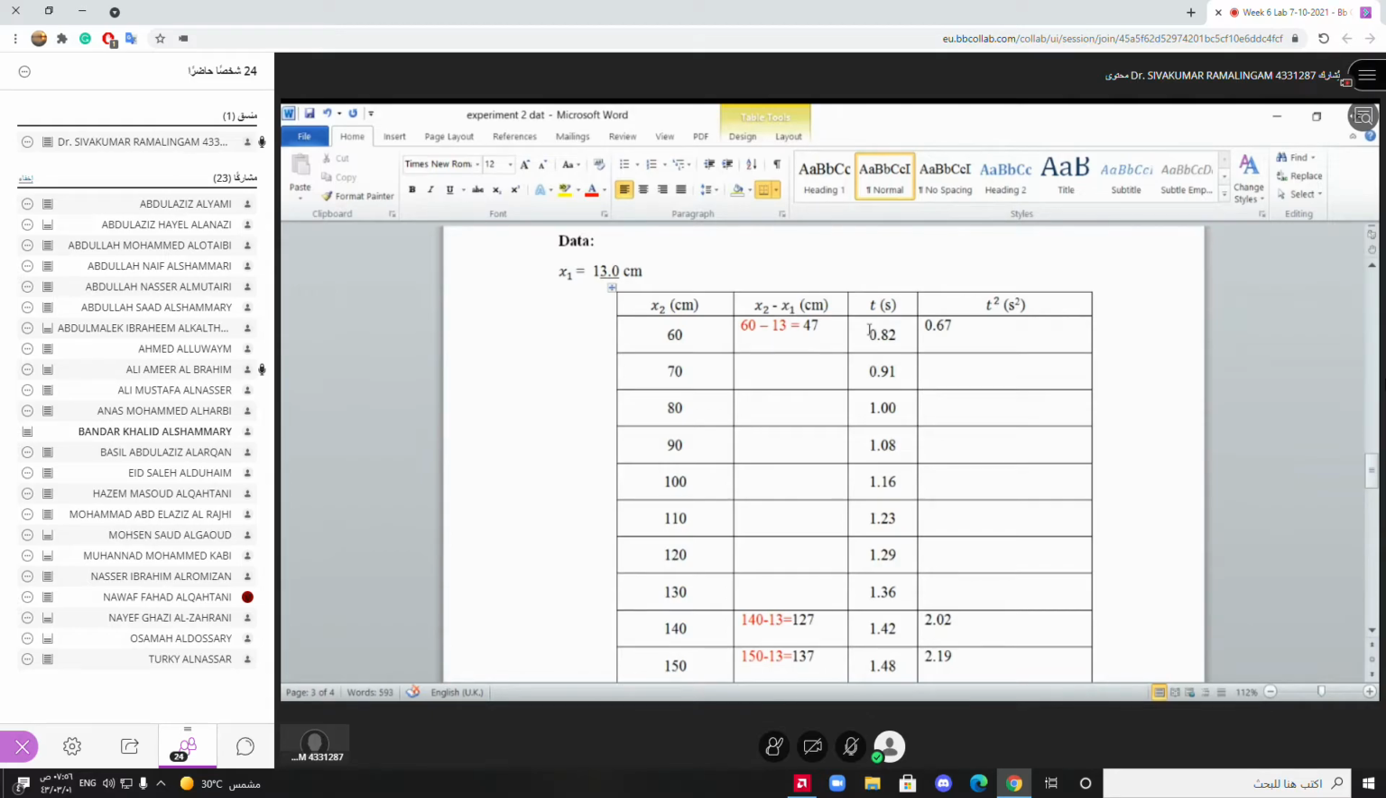x2 minus x1, clear. Come to this t. The t is given. I want to get the square of this. Can you square this? If you square 0.82, I'm getting 0.6724 with four decimals. I'm going to use this data to draw the graph. The graph sheet can show only 2 decimal accuracy, right? Only 2 decimal accuracy I can show.